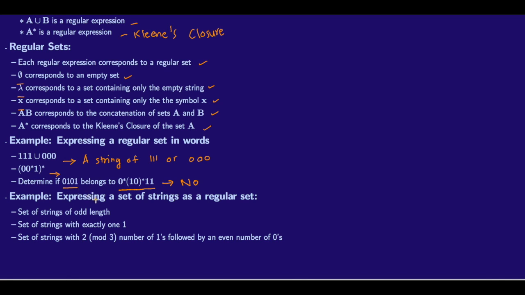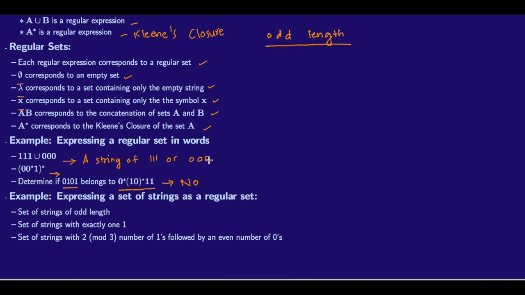Now we are doing the opposite way. Now we are given a set, we are given some rule or some set of rules, and we have to find a compact expression using a regular set for a given rule. So let's start with the set of strings of odd length.